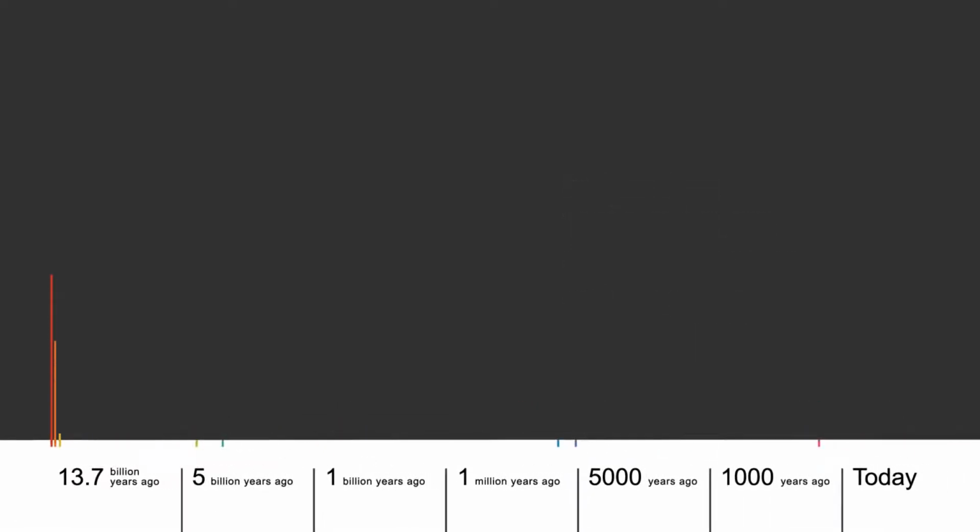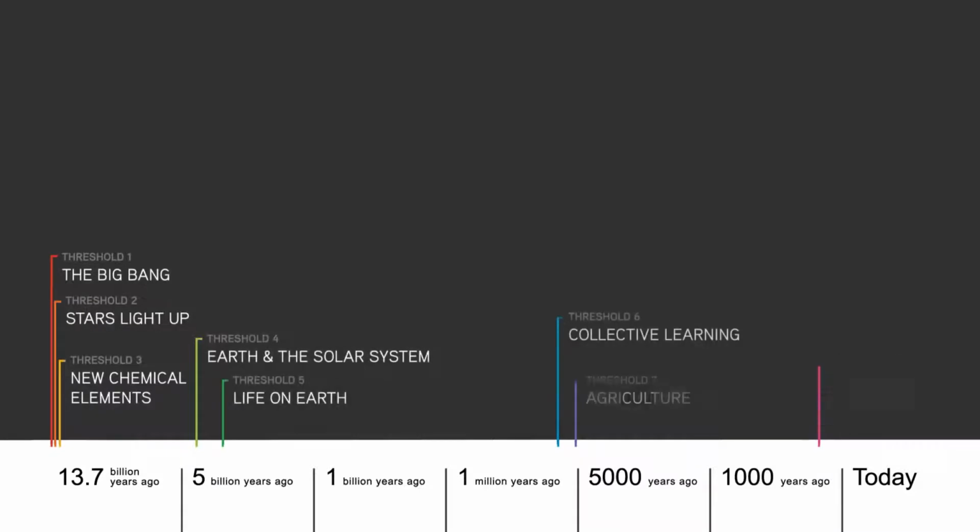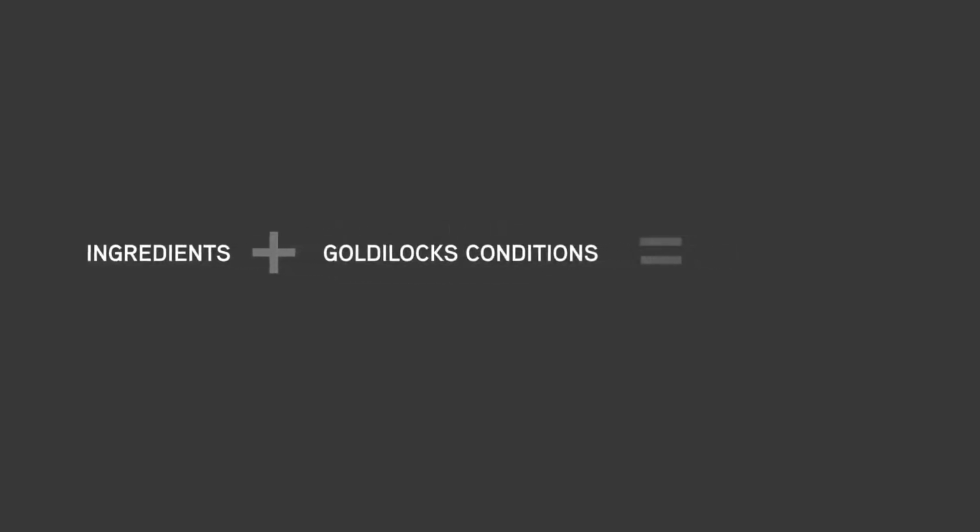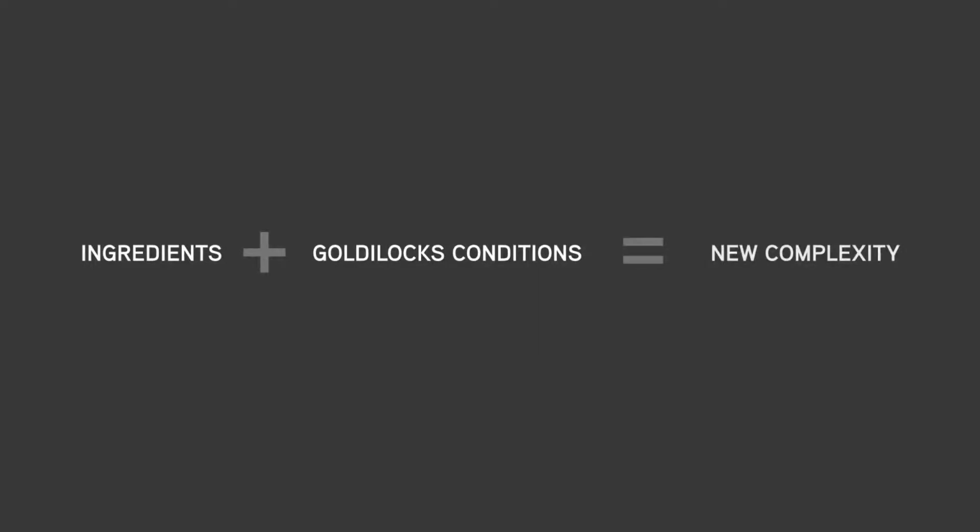8 dramatic transitions drive big history's 13.7 billion year story. We call these major thresholds of increasing complexity. They're times when the right ingredients combined with just the right conditions to enable the creation of an entirely new form of complexity. When our universe appeared, it was simple and, from our perspective, frankly, a bit boring.